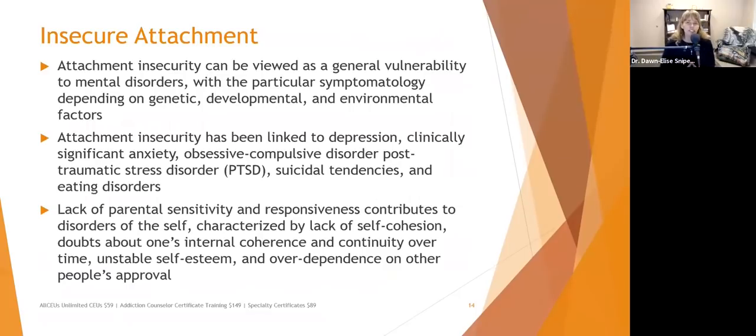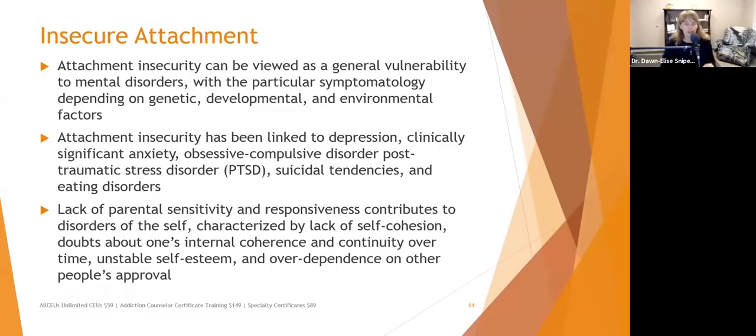With somebody who's insecurely attached, it causes problems. Attachment insecurity can be viewed as a general vulnerability to mental disorders with a particular symptomatology depending on genetic, developmental, and environmental factors. Attachment insecurity has been linked to depression, clinically significant anxiety, obsessive-compulsive disorder, post-traumatic stress, suicidal tendencies, and eating disorders. Let's look at those for a second.